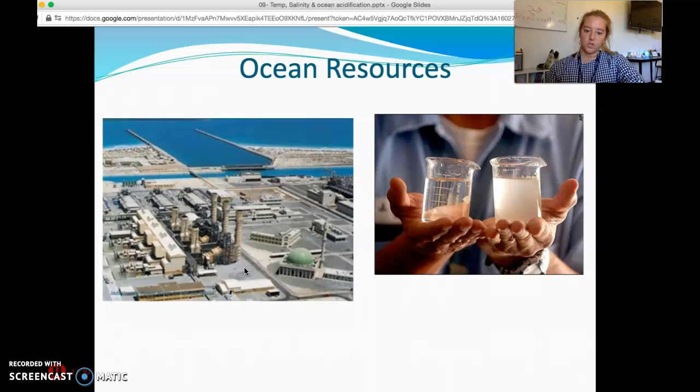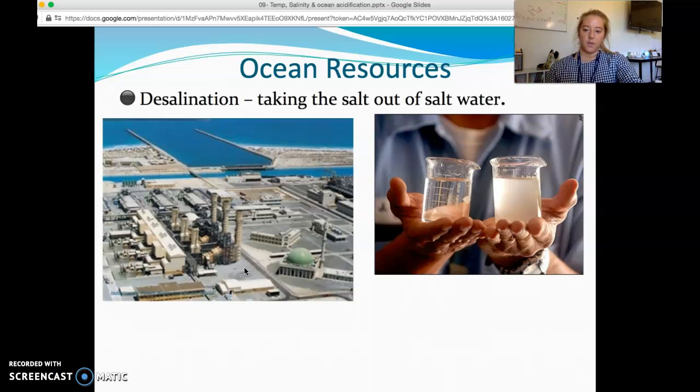Let's talk about ocean resources. As the population becomes larger and larger, we are facing this issue of water availability. We call this potable water. That means water that we are able to either drink or irrigate our crops with or irrigate our animals with. And there's a limited source of that. To try and overcome this issue, which we're going to talk about in our next unit, human impacts, they have created this desalination process, which basically just takes the salt out of salt water.